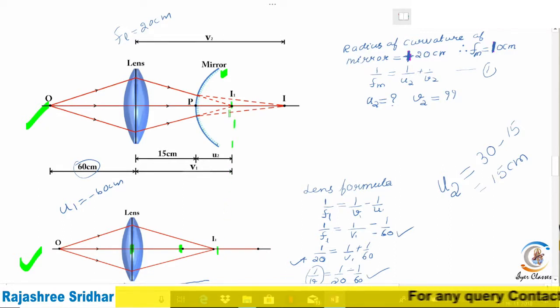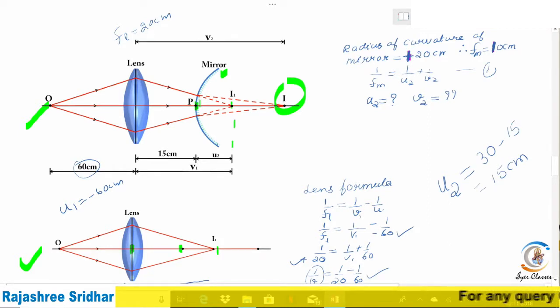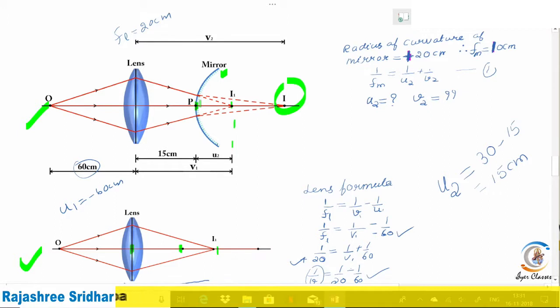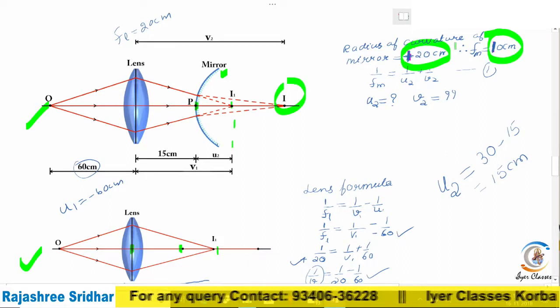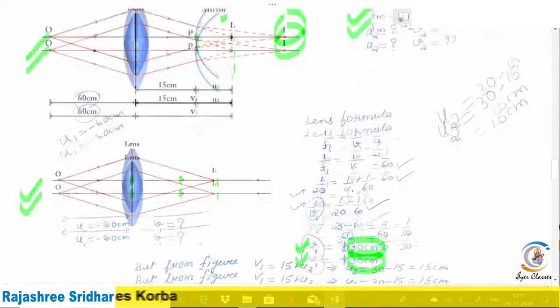Now, for the calculation of the actual image distance, this is the image, and the image distance is to be calculated from P to I. For that, you need to apply the mirror formula, right? For the mirror, I need some data. What data is given to you according to the question? It is given that the radius of curvature of the mirror is equal to 20 centimeter. So the focal length of the mirror will be equal to how much? 10 centimeters.